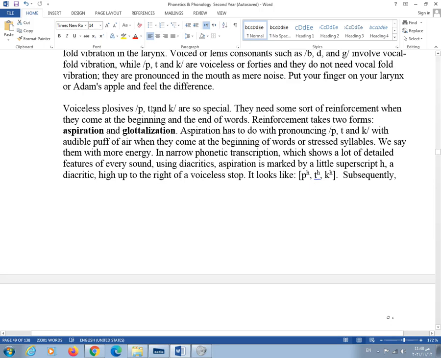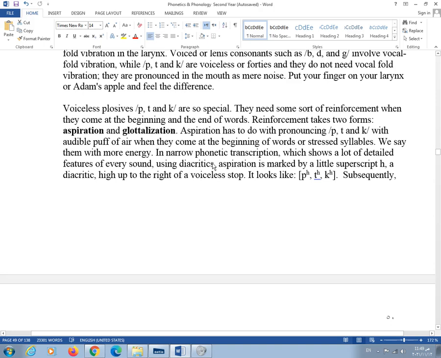Number 1, if they come at the beginning, they are aspirated. What do we mean by that? We exert more effort and we say them with an audible puff of air. So we pronounce them with a ha like that. We say p, we say t, we say k. Okay, if they come at the end, we do something else, which is glottalization. We replace them by a glottal stop, as we're gonna see later on.